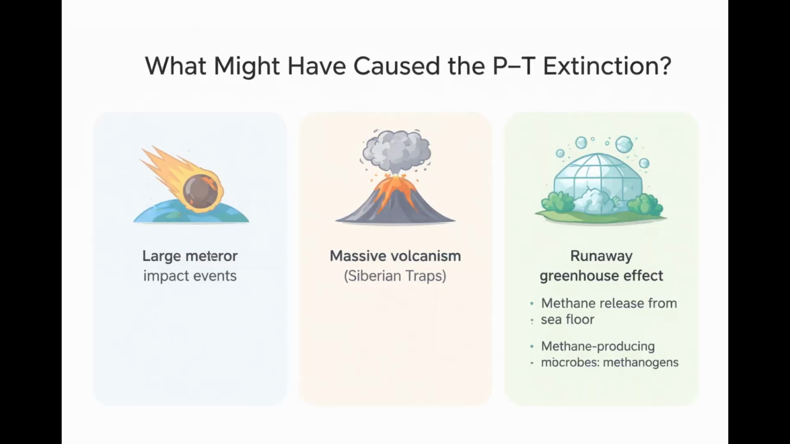The material lists several suggested causes for the Permian-Triassic extinction. One is large meteor impact events. Another is massive volcanism, especially the Siberian Traps, an enormous volcanic province that could have released vast amounts of gases. A third idea is a runaway greenhouse effect triggered by sudden methane release from the seafloor, potentially linked to methane-producing microbes called methanogens. These mechanisms aren't mutually exclusive. In many extinction discussions, multiple stressors can combine to push ecosystems past a tipping point.